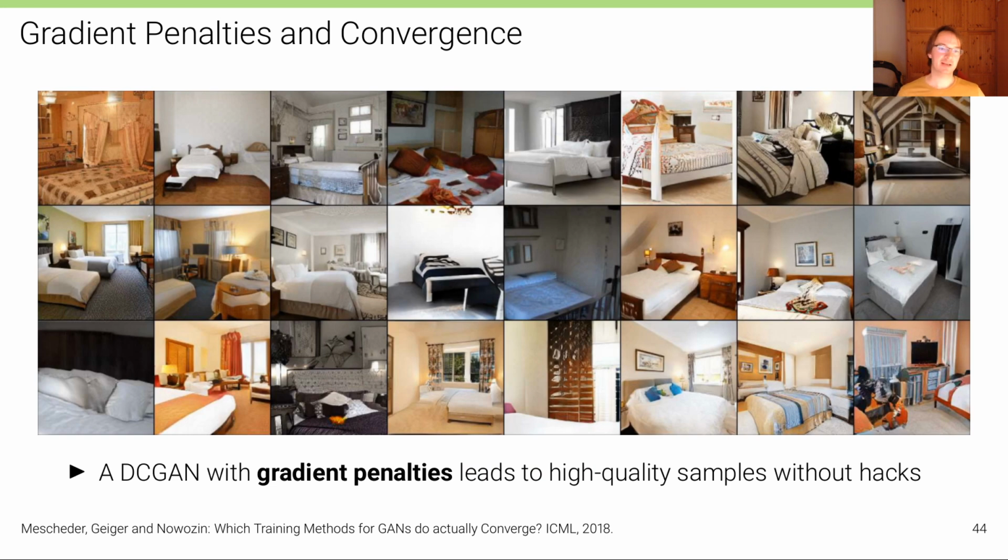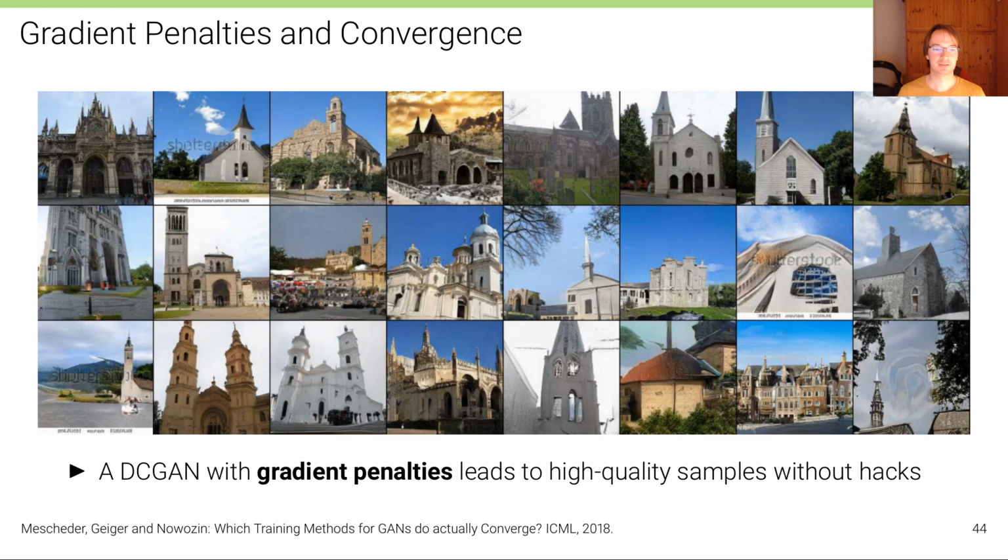Now, a DCGAN with such gradient penalties has been demonstrated to result in high quality samples, much higher quality than shown in the original DCGAN paper, but without using lots of the hacks that have been introduced to empirically stabilize GAN training. So with a very plain DCGAN network using gradient penalties, you can obtain samples as shown here in the case of bedrooms, or here in the case of churches.